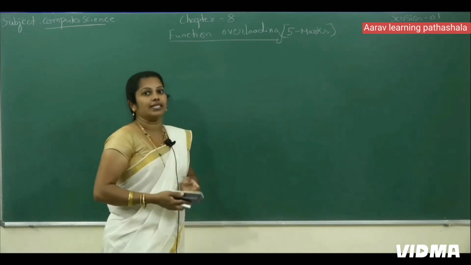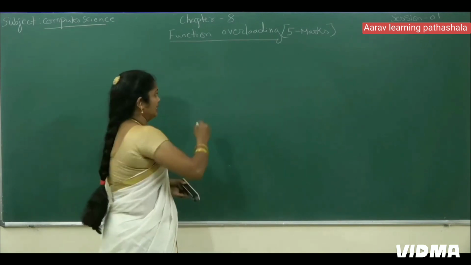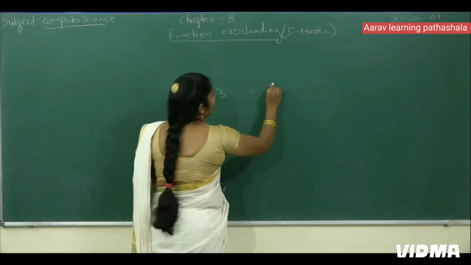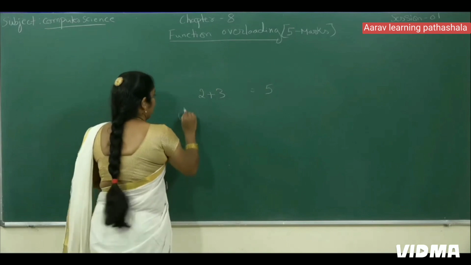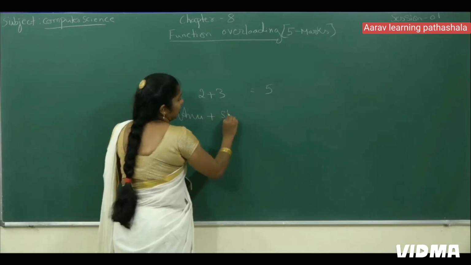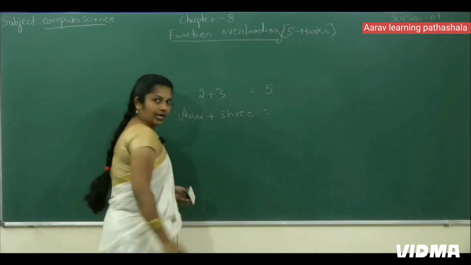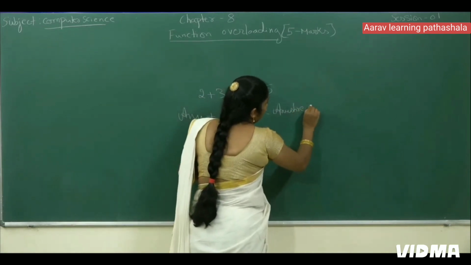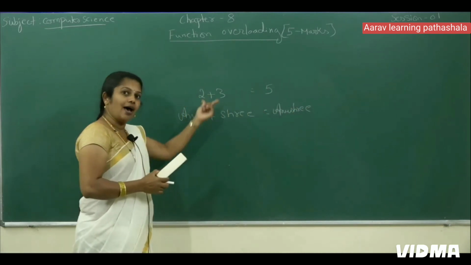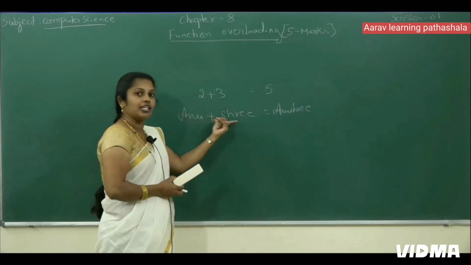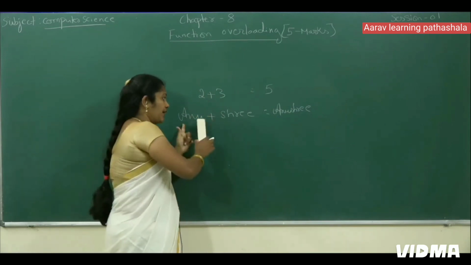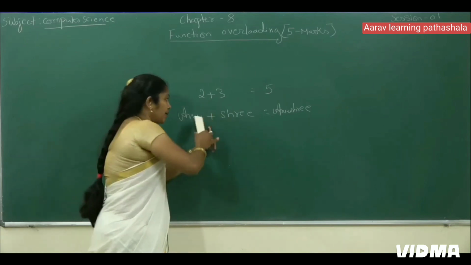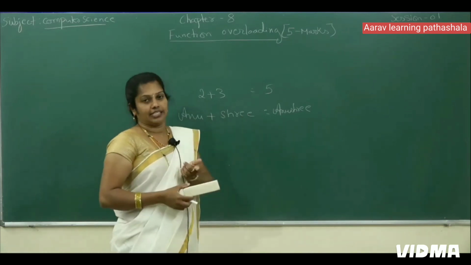Then why we require this function overloading? I am going to give an example. 2 plus 3, if I write, then what is the answer we will get? The answer is 5. For example, Anu plus Shri, if I write, then the final output will be AnuShri. In both the cases I use plus, add only, but here it is adding, but here it is doing concatenation depending upon the type. Depending upon that, the function will execute.